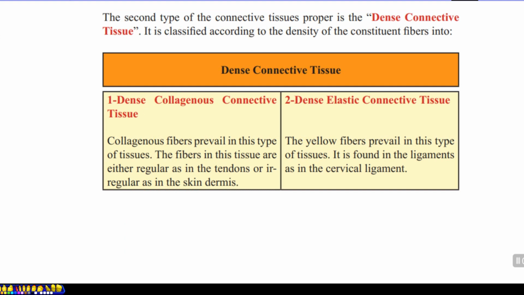The second type of connective tissue proper is the dense connective tissue. We said it is called dense because it contains a high density of fibers, but high density of fibers also has two types, according to whether it is a high density of collagenous or white fibers, or a high density of elastic or yellow fibers. Collagenous fibers are found in this type of tissue. Fibers in this tissue are either regular, as in the tendons which connect muscle to the bones, or irregular, as in the skin dermis.